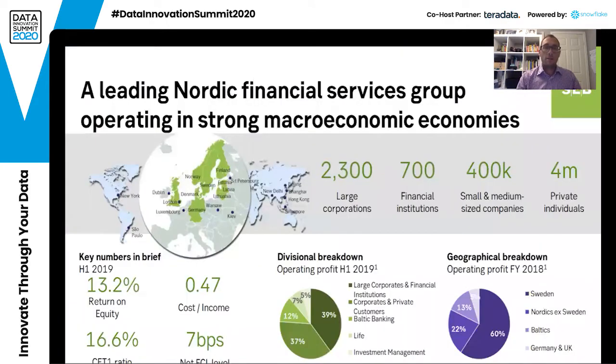First of all, just a little bit about SEB. I work for SEB, focusing on data architecture and data management. SEB, for those who don't know it, is one of the leading Nordic banks, based here in Stockholm, Sweden, with offices across the world. So here's a snapshot of what we do and how well we do it.